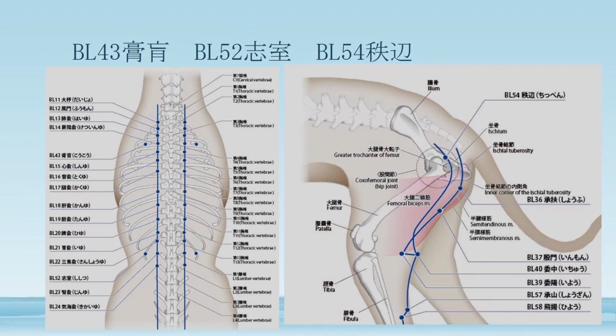Another important acupoint on the second line will go down to the hips, and then we have the femur head, the greater trochanter of the femur. Dorsal to this, there is a depression, and it is the acupoint called BL54. On the second line, these 3 acupoints, BL43, BL52, and BL54 are important. As long as you can find these 3 acupoints, you're covered.